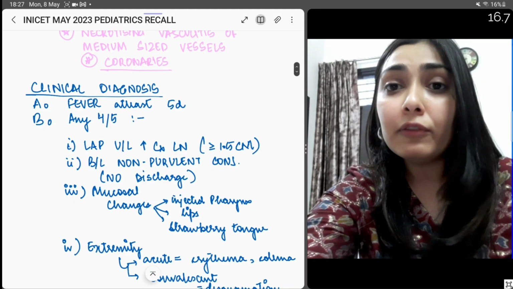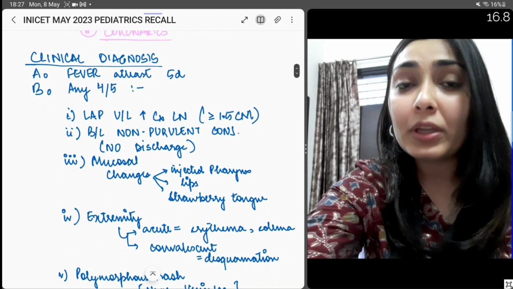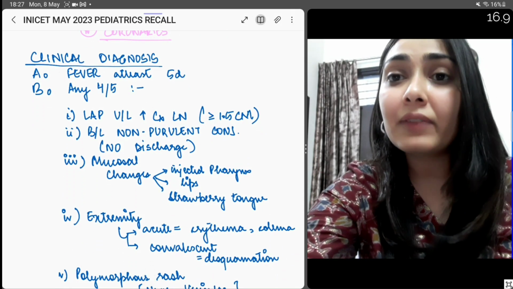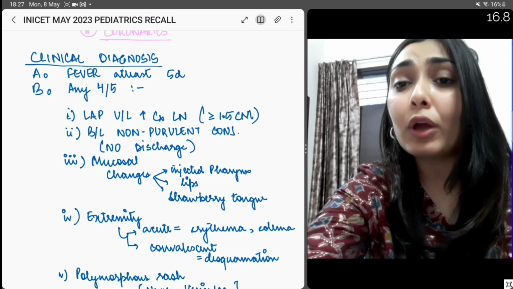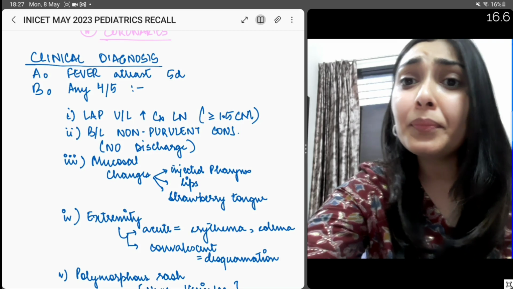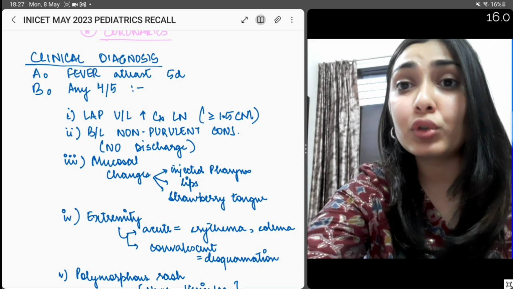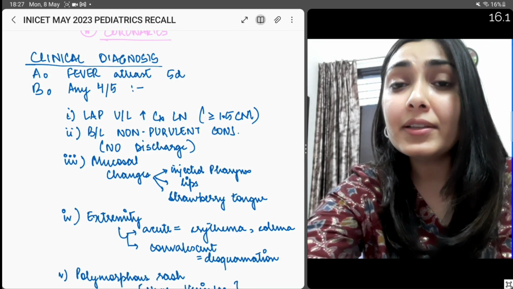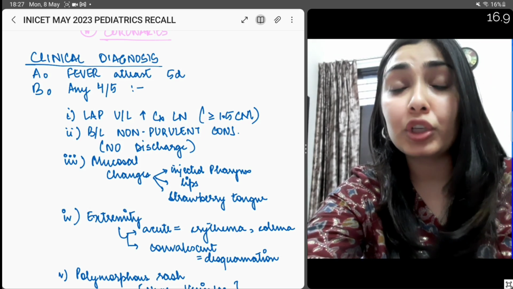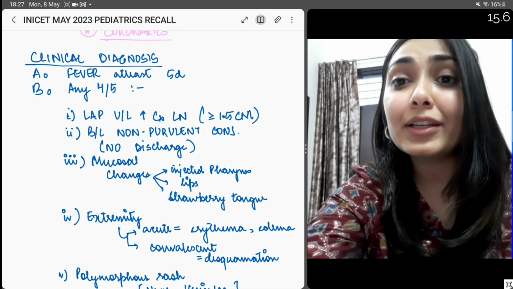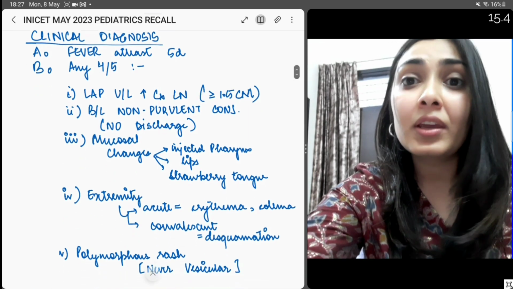Any 4 of the 5, that is lymphadenopathy, unilateral enlarged cervical lymph nodes, and at least one of those lymph nodes should be more than 1.5 centimeter. There should be conjunctivitis, bilateral non-purulent conjunctivitis. It is important to note here that there will be non-purulent conjunctivitis. That means there will be no discharge from the eye per se.